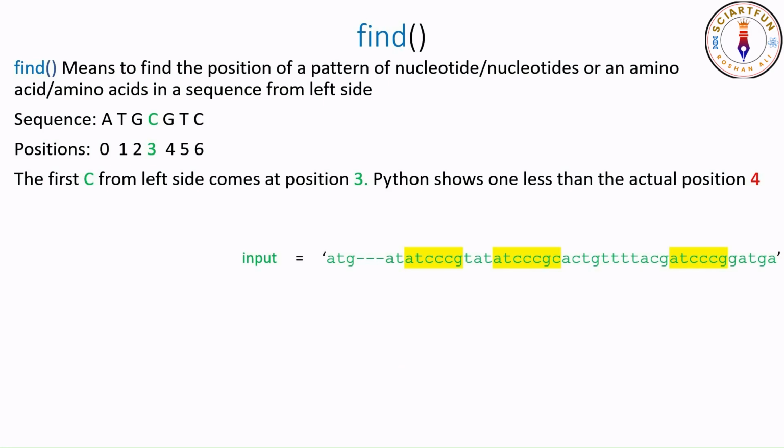Suppose this is your target sequence. You want to find the location of the pattern A, T, C, C, C, G. As you can see, there are 3 such patterns in the sequence highlighted in yellow. This method finds the location of the first pattern from the left side.